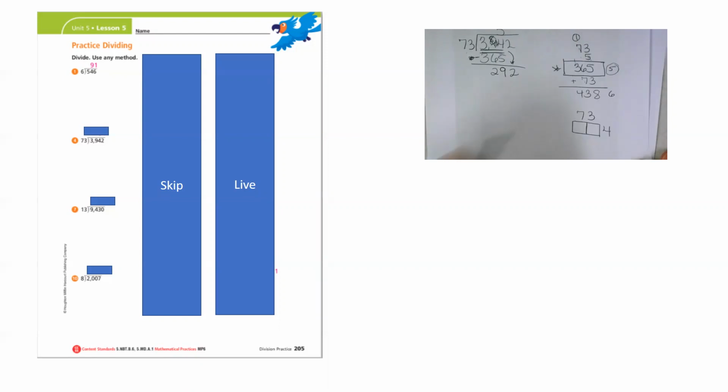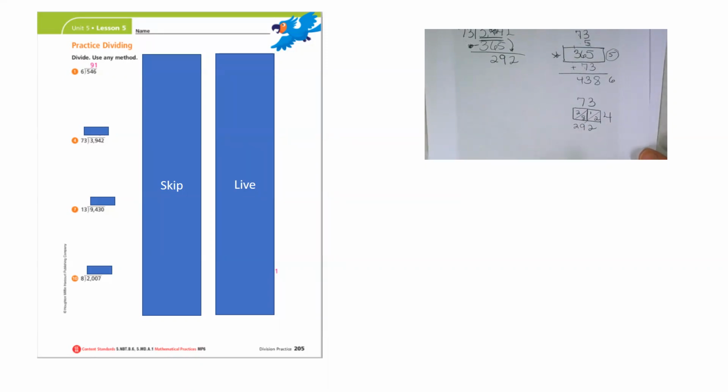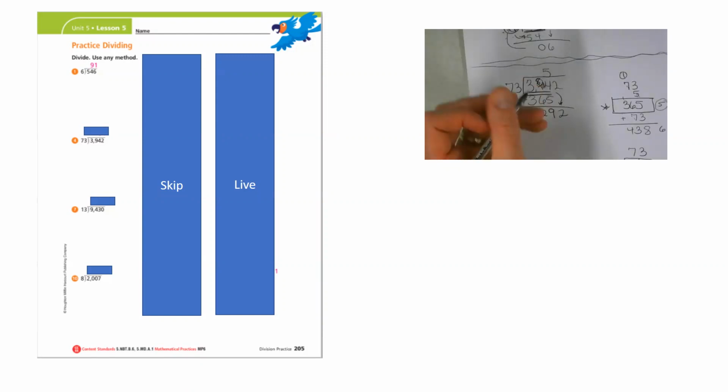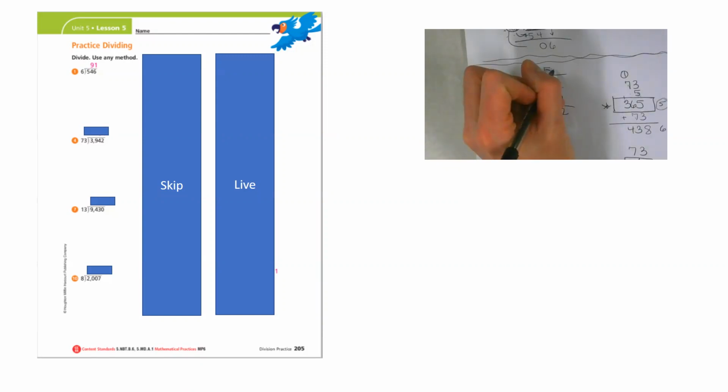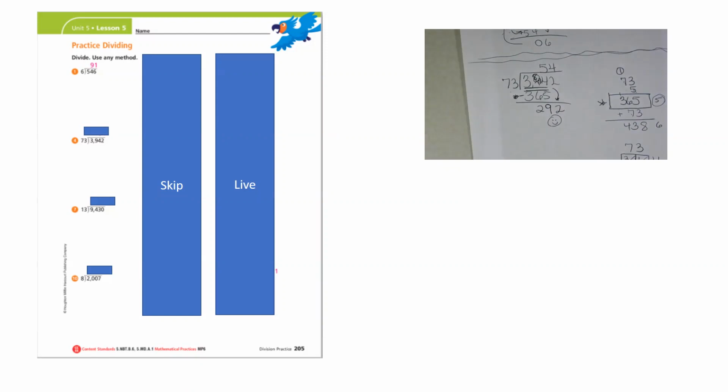Same thing. We're all going to do this differently too. Some of us like to use the lattice method on everything. Oh, check that out. It's perfect. No remainder. 4 groups is exactly 292. So that means we're going to take away 4 groups and there's nothing left over. Yeah, we're so happy. 54.